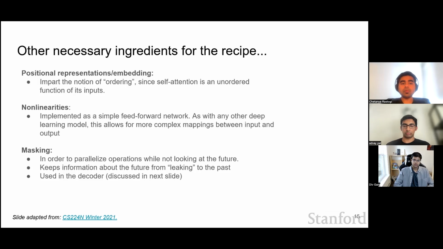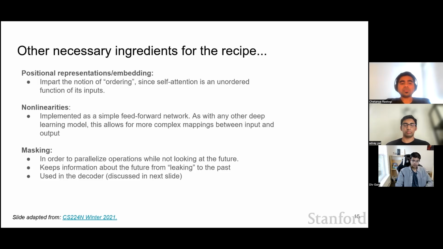Which is also very important in understanding language, because we all know that we read any piece of text from left to right in most languages, and also right to left in some languages. So there is a notion of ordering which is lost in self-attention, because every word is attending to every other word. That's why this paper introduced a separate embedding layer for introducing positional representations.